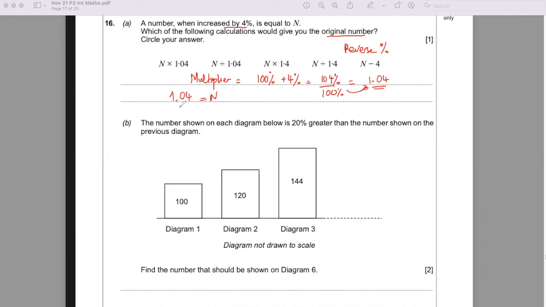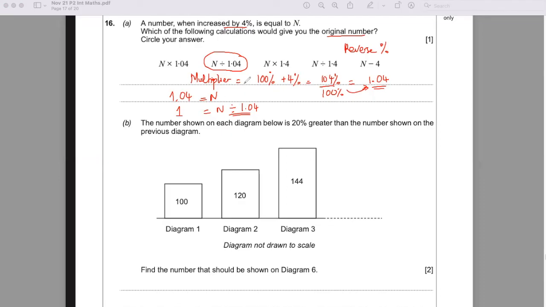So you want to go back to the original number, which is 1 or 100%. You just do n divided by 1.04. Okay, and you divide that by the multiplier, you're going back to your original number. So that has to be n divided by 1.04.